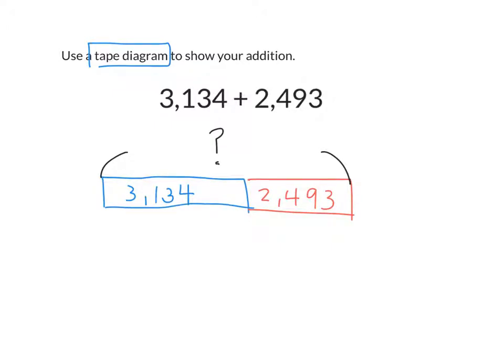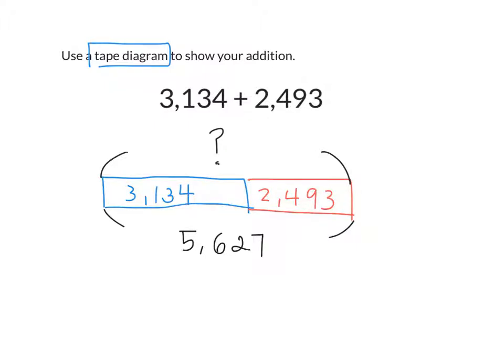We're trying to find out if I have a piece of tape that's 3,134 and I add to it 2,493, how much do I have altogether? A tape diagram is simply rectangles with labels. Okay, do you guys see that? Draw the brackets and use the question mark to show that that's what we're finding. Now, because we've done this problem twice already, we know that the question mark is worth 5,000, what? 5,000? Thank you. Okay, but I just want to show you that when it says draw a tape diagram, this is what it means.